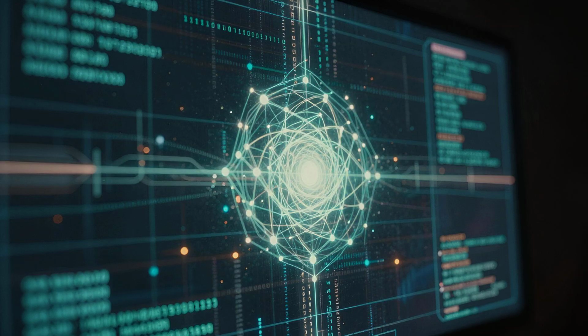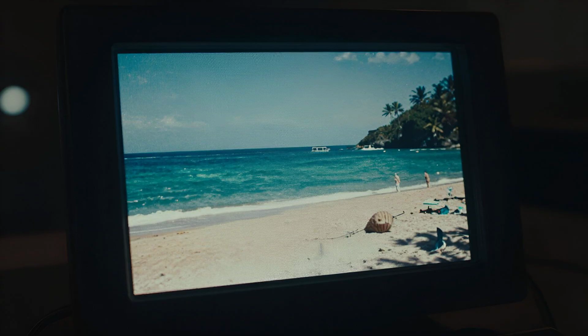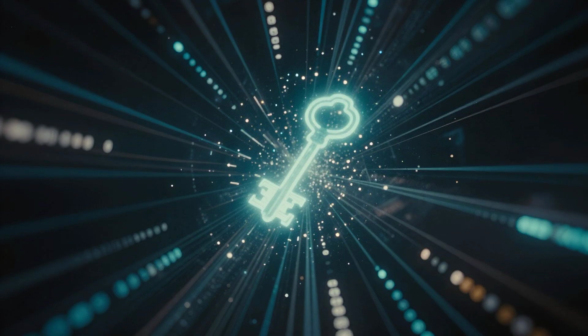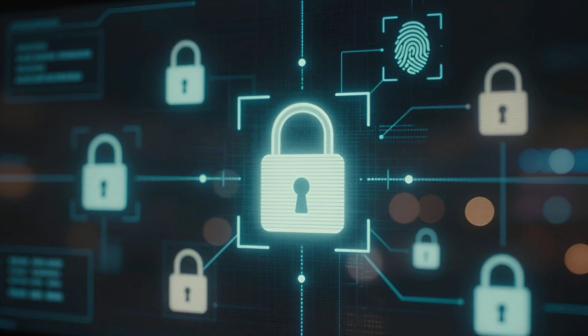The key takeaway is that obfuscation techniques like steganography, tokenization, hashing, and data masking protect sensitive information by making it harder to detect or misuse. They work best when combined with encryption and access controls.